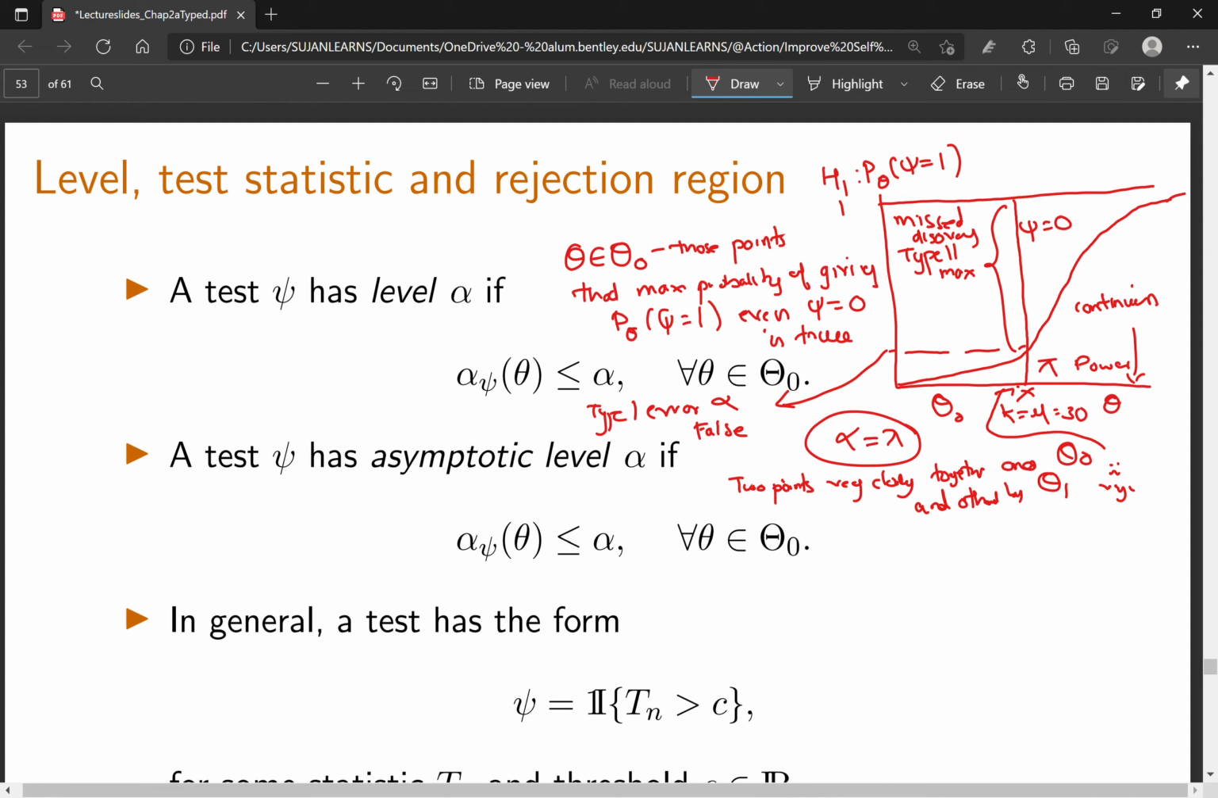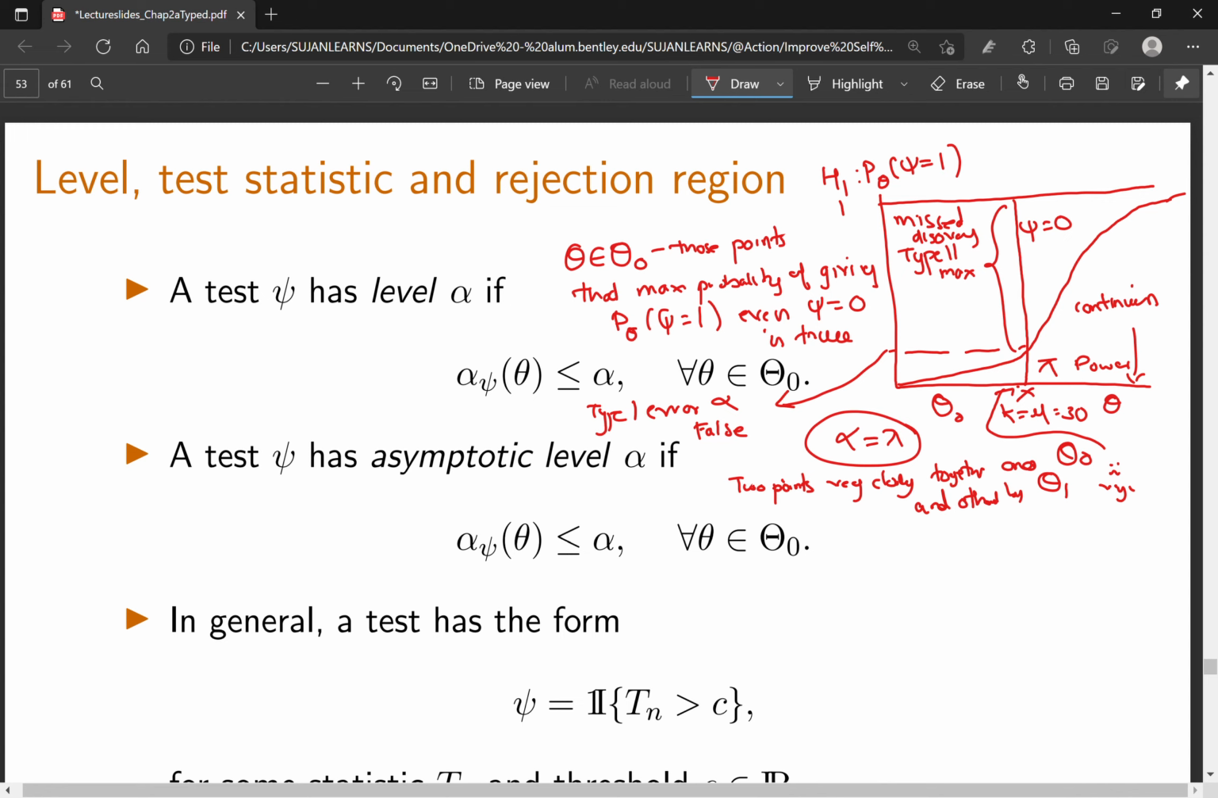Yes, we can. And can we set type 2 error to 0%? Yes, we can. How do you do that? We can set type 1 error, which is false discovery, to 0% by not rejecting anything. If we won't reject anything, then we won't have any false discovery.